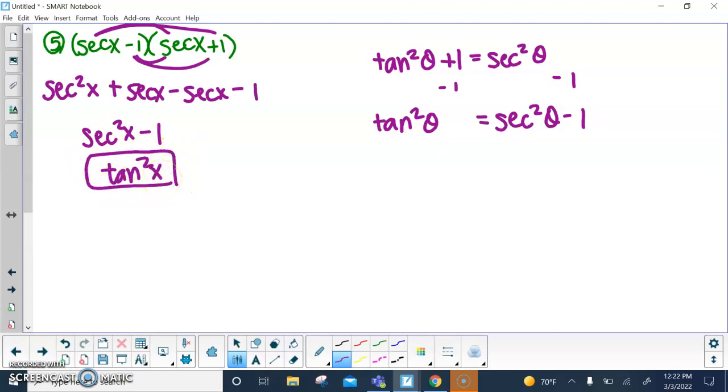You have used your trig identities to simplify what was a binomial being multiplied by a binomial down to just a trig function, tangent squared x. Notice we couldn't go straight there because the first two binomials do not have squares in them, and one's a plus and one's a minus, so you had to actually multiply it out.